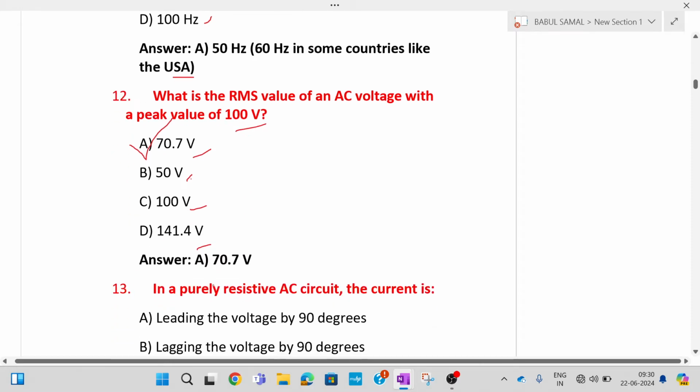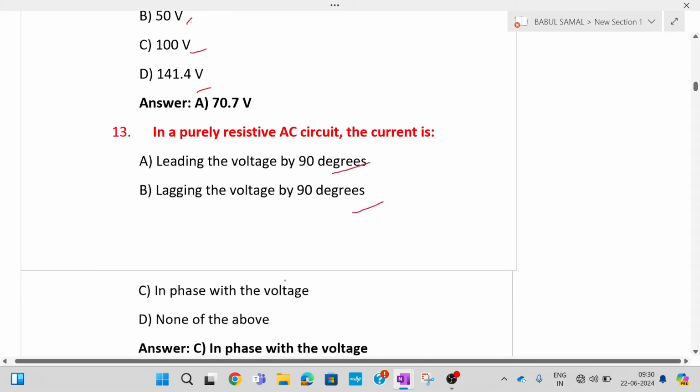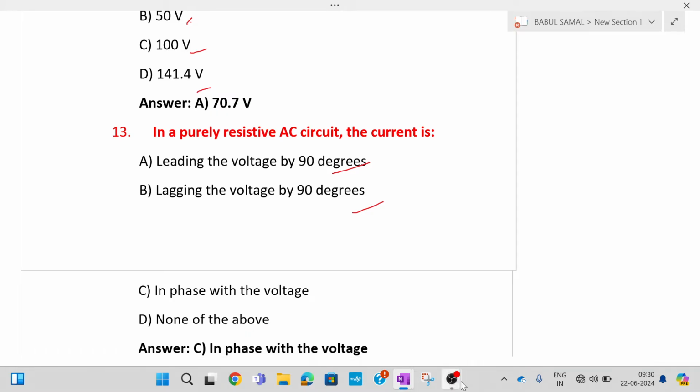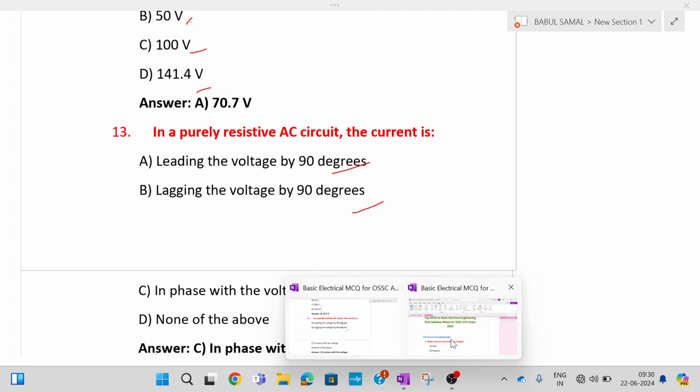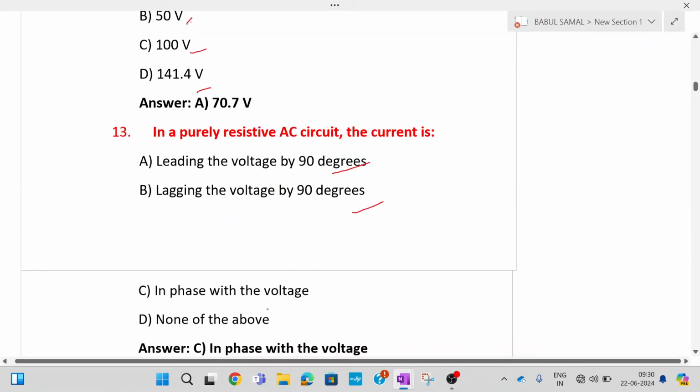Next question. In a purely resistive AC circuit, the current is: options are leading the voltage by 90 degrees, lagging the voltage by 90 degrees, in phase with the voltage, none of the above. The correct answer for this question is in phase with the voltage.